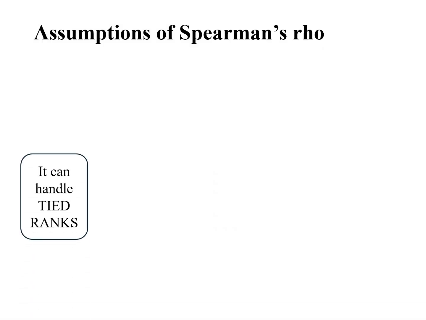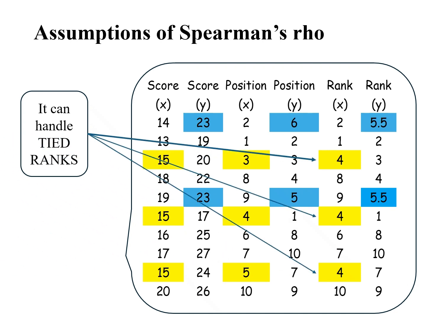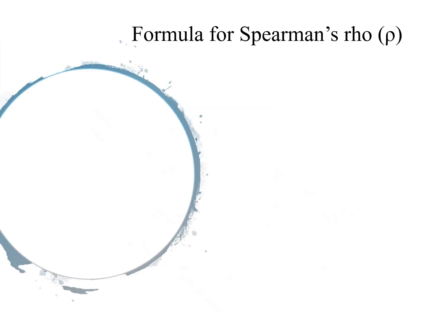Another important feature of Spearman's rho is that it can handle tied ranks. In real data, it's common to have the same value appearing more than once. For example, if two students both scored 15, they would tie for the same position. Instead of assigning different ranks randomly, Spearman's rho method assigns them the average of the ranks they occupy. In the table shown, you can see how tied values are treated, like two scores of 23 or several scores of 15. Each tied score is given the mean of the ranks it covers. This ensures fairness and accuracy when calculating the correlation.